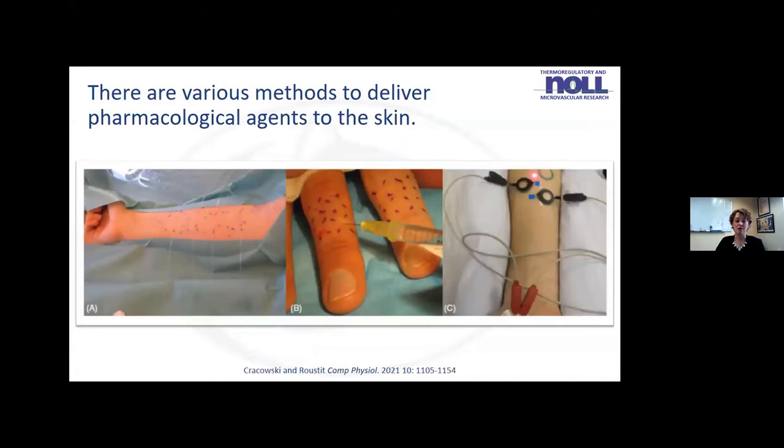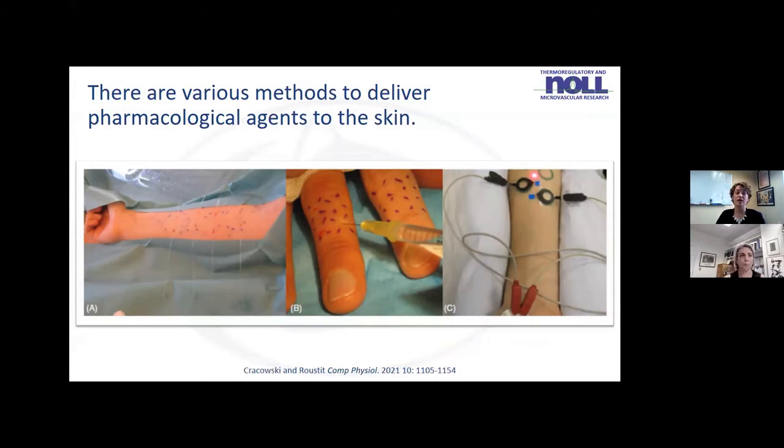So over the years, there have been various methods utilized to deliver various pharmacological agents to the cutaneous circulation to examine some of these underlying mechanisms. And I think you can readily appreciate from these pictures that the methods have different levels of invasiveness. Panel A is an example of intradermal microdialysis, which I'm going to talk about in a lot of detail today. Panel B is an example of microinjections, in this case into the finger. And panel C shows iontophoresis, which takes advantage of different currents and charge to drive charged molecules into the cutaneous circulation.